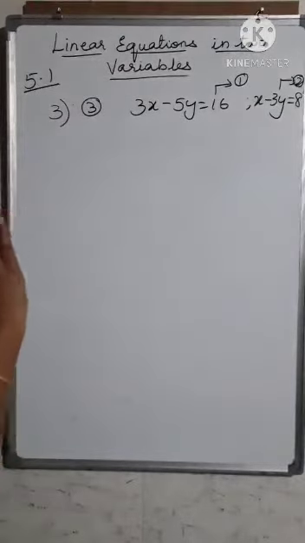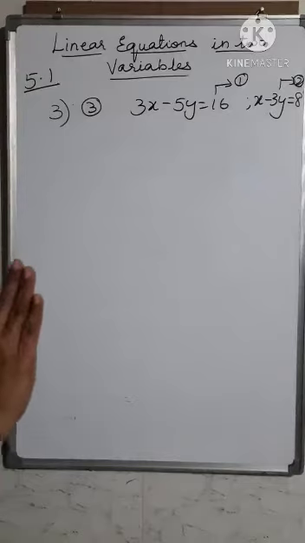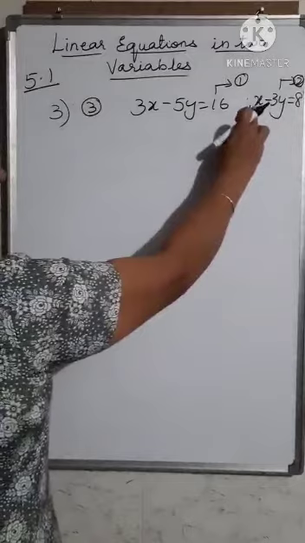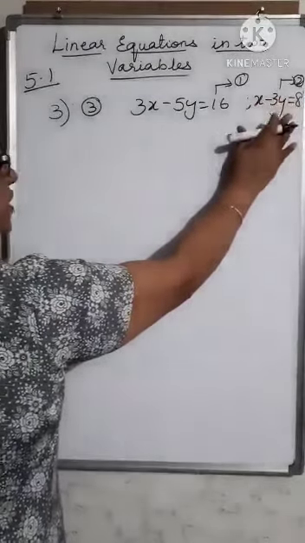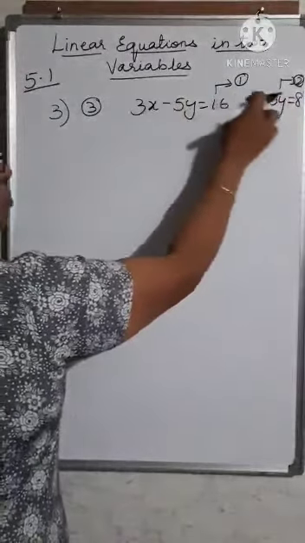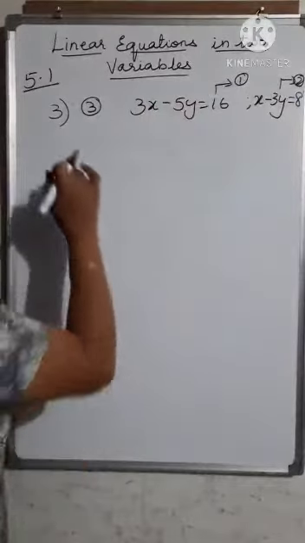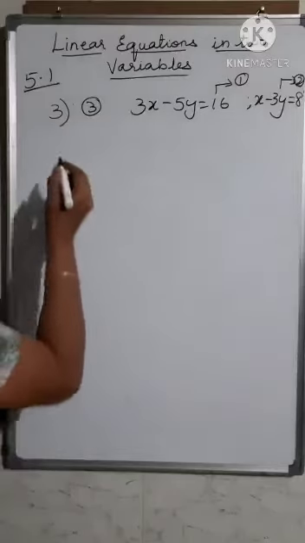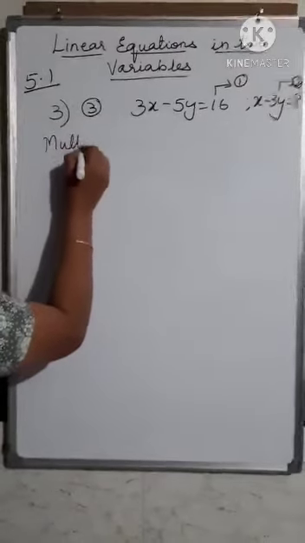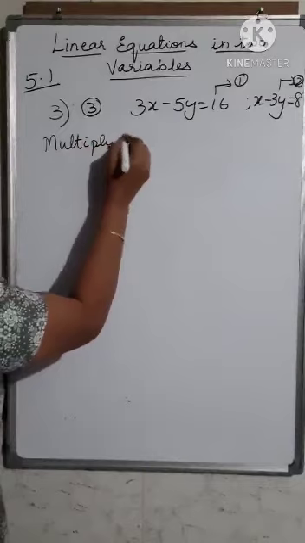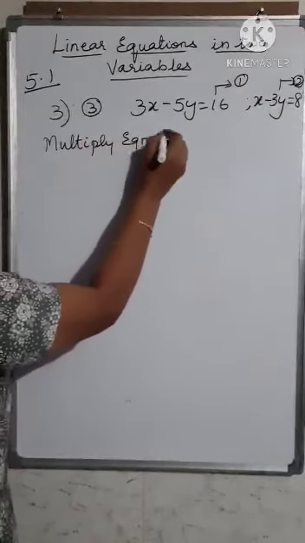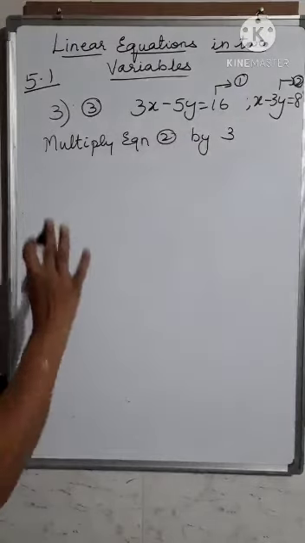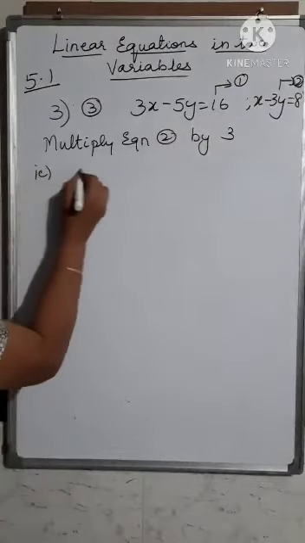So now here you have to either make the coefficient of x equal or make the coefficient of y equal. Since it is 1 here, if I just multiply the second equation by 3, I can make the coefficients of x equal. You have to write down which equation you are multiplying by what number. So multiply equation 2 by 3. Then the first equation I will write as it is.